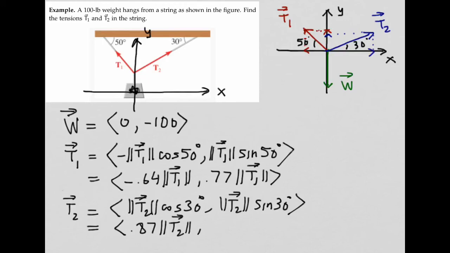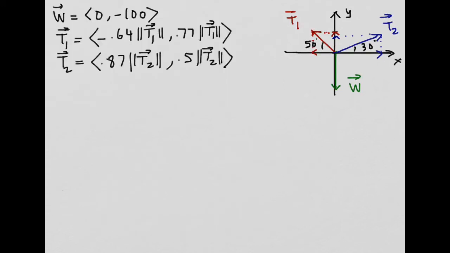And sine 30 degrees is, of course, 1/2, so we'll write it as 0.5 times the magnitude of T2. Now we have all of our vectors, or all of our forces, in component form. Let's continue. We have the picture again on the right-hand side of the screen, and we have our three forces in component form.